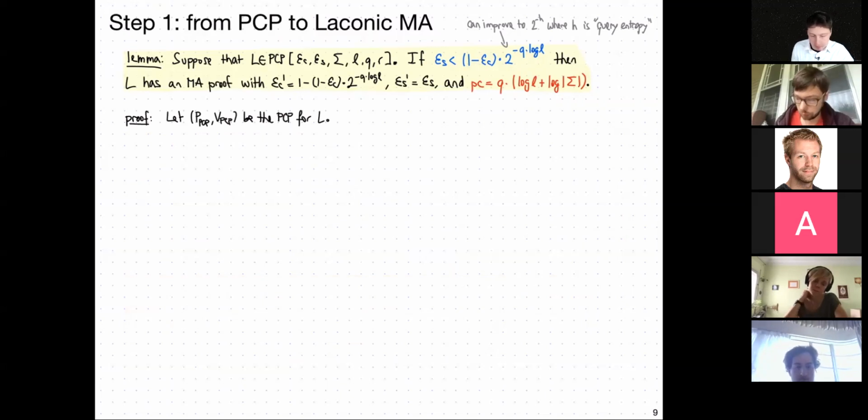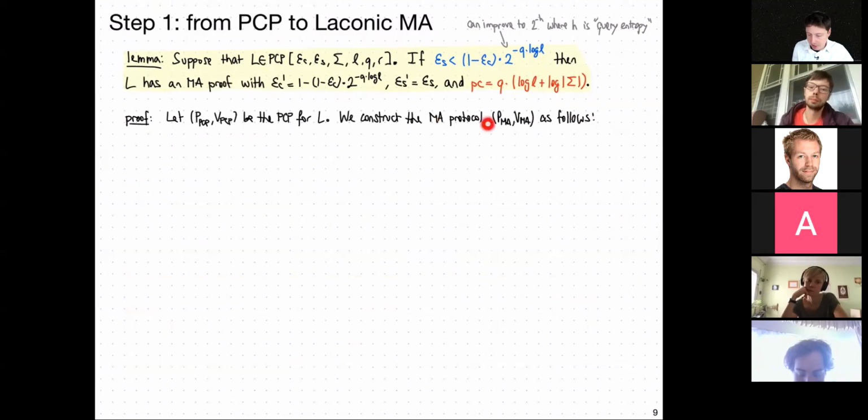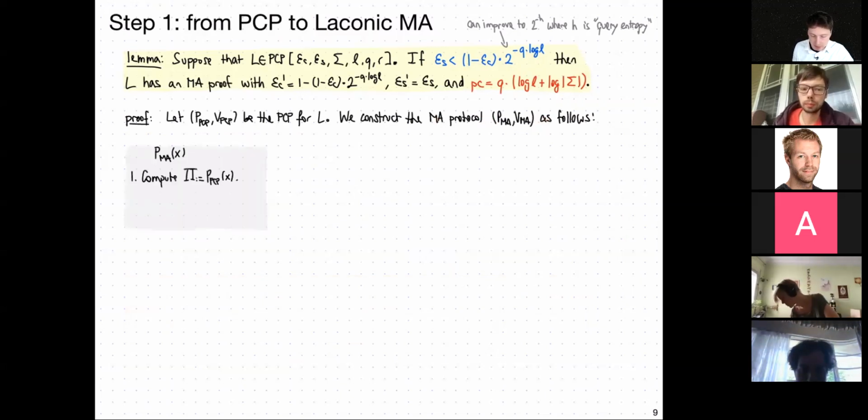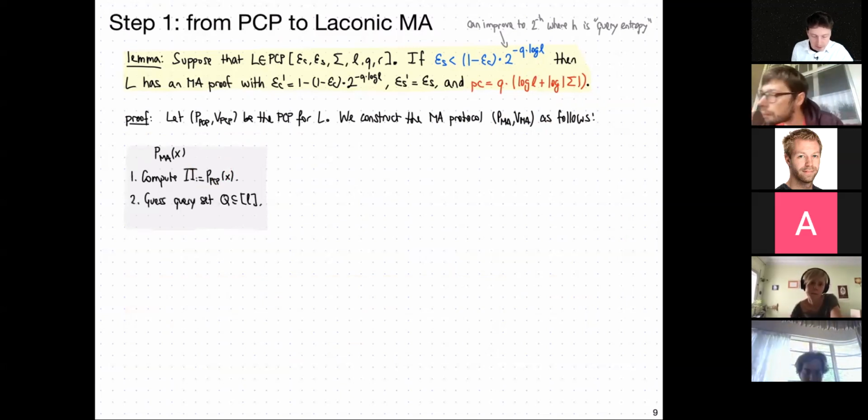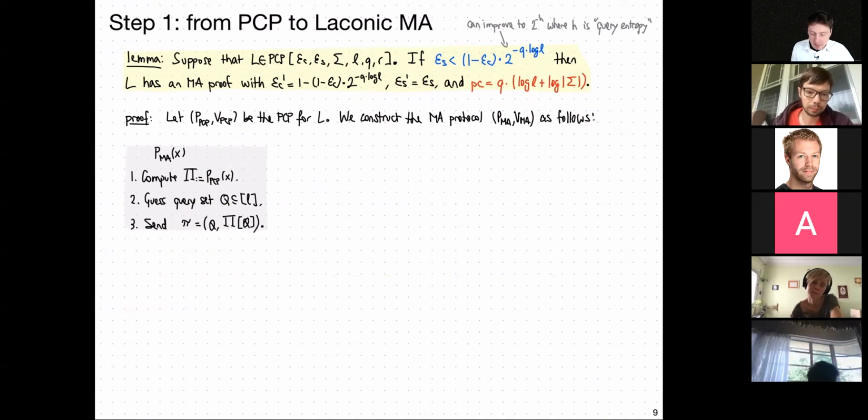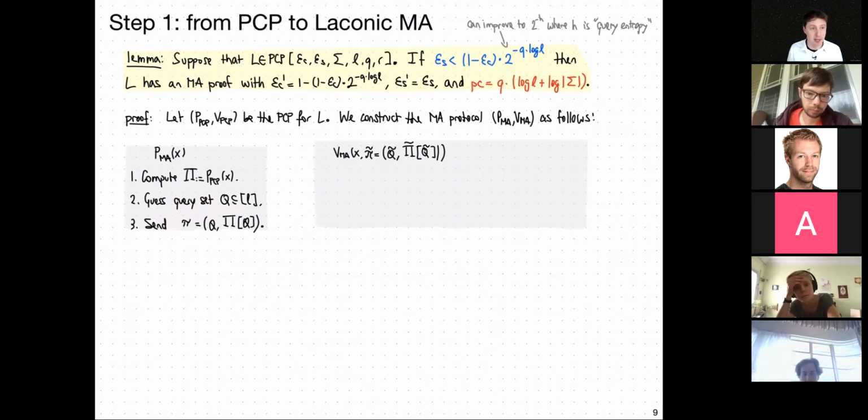So let's prove it. It's actually pretty simple. So we have a PCP, and we construct an MA protocol as follows. So here's the prover, and the prover, what will it do? It will construct the PCP according to the PCP prover. It will guess what the queries the verifier will make, and it will just say, "Hey verifier, here is the proof. Here are the queries that I guessed for you, and here's the local view of those queries of the PCP that I computed." Okay, so it just sends a partial PCP restricted to a local view that the prover thinks is where the verifier is going to look.